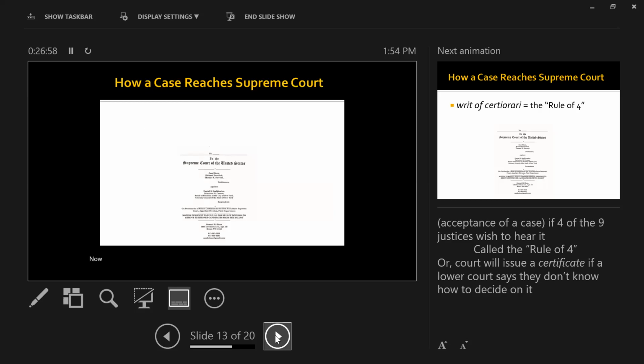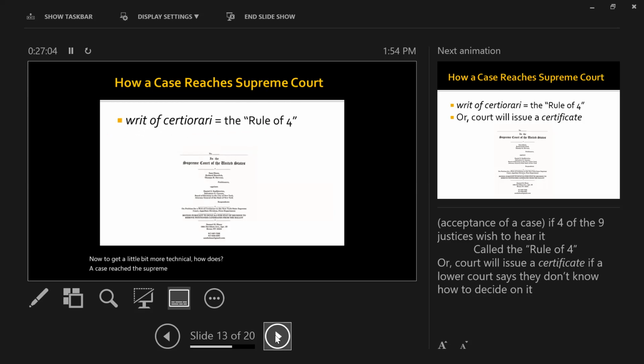Now, to get a little bit more technical, how does a case reach the Supreme Court? So let's say you've appealed your court case. How do the Supreme Court judges choose to hear it? Technically, it is called a writ of certiorari. Don't know how to speak Latin. Which stands for a rule of 4, which means if 4 Supreme Court justices want to hear the case, it will go before the court entirely.